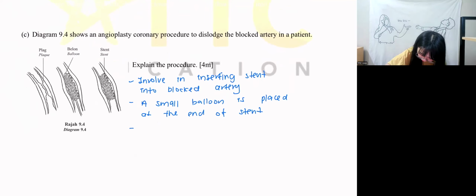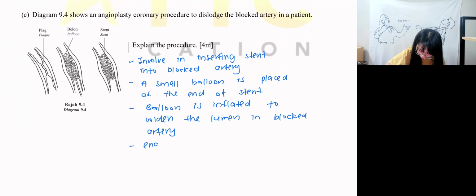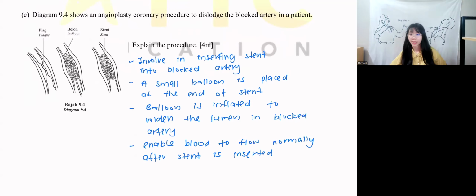Next you're going to say the balloon is inflated to widen the lumen in the blocked artery, enabling blood to flow normally after the stent is inserted. A stent is like a spring kind of thing.